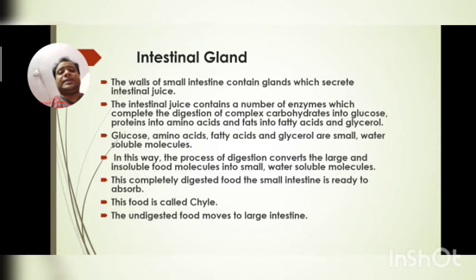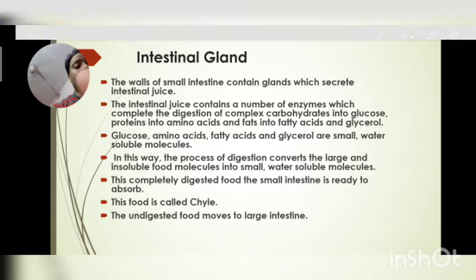In that wall of the small intestine, they secrete intestinal juice. What does intestinal juice contain? Intestinal juice is also known as succus entericus, and this succus entericus contains many enzymes which help to convert complex carbohydrate into simple ones, convert protein into amino acids, and fats into fatty acid and glycerol.